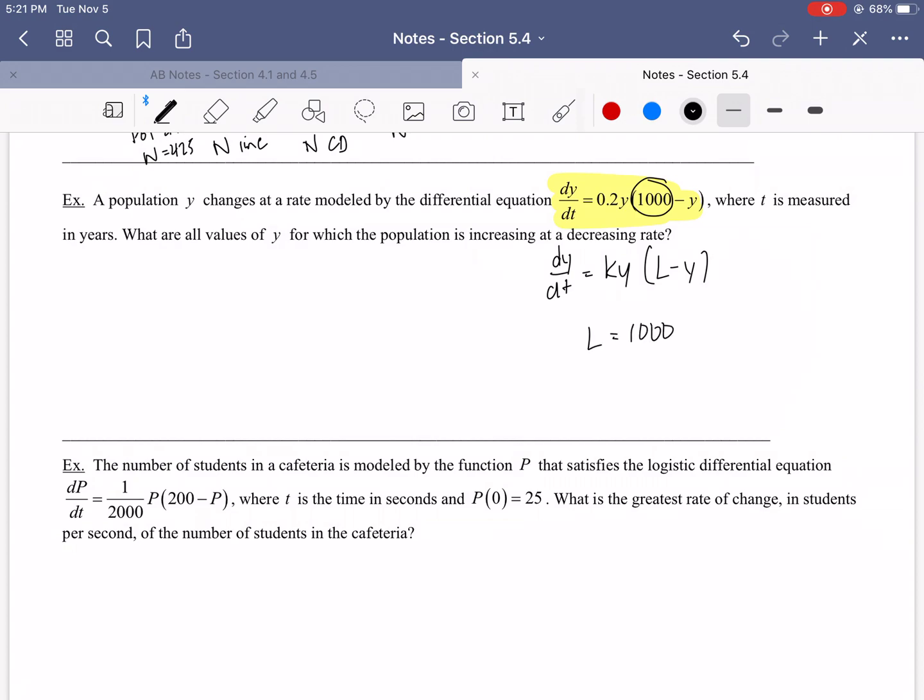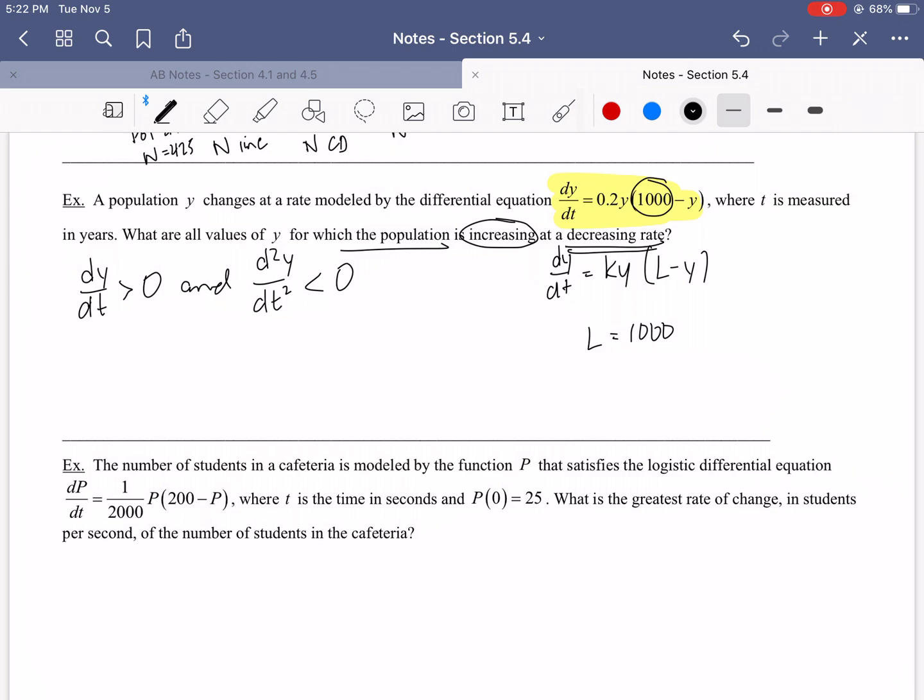And so now it says, what are all values of y for which the population is increasing at a decreasing rate? And so if we translate that, increasing at a decreasing rate means that dy dt is going to be positive. And if it's increasing at a decreasing rate, that means that the second derivative is going to be negative, because if the second derivative is negative, that means the first derivative, the rate, is decreasing. I hope that's making sense for you guys.